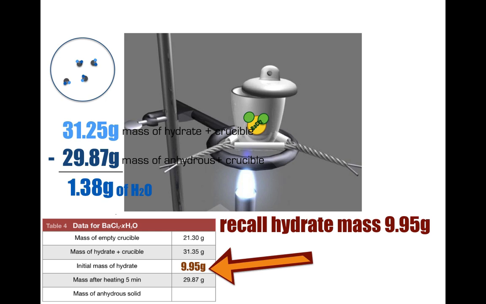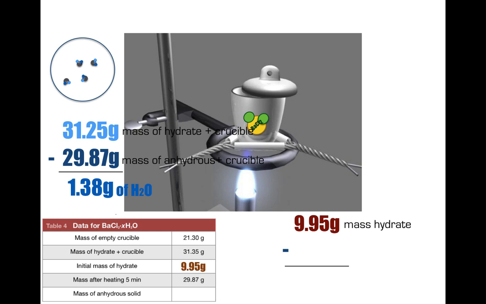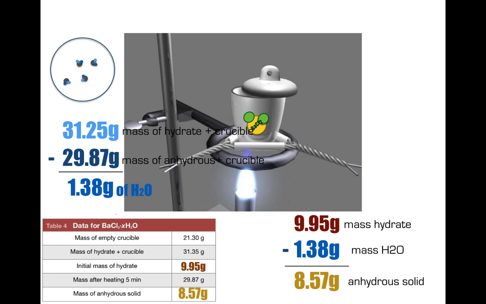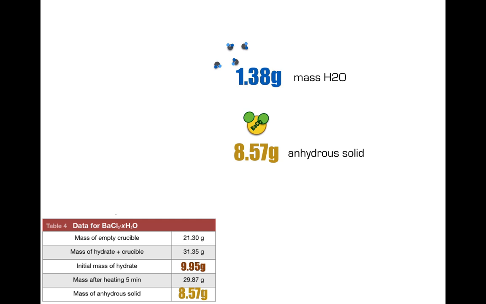Okay, so we want to find out how much of the barium chloride is left inside the crucible. So we go back to our original mass of the hydrate, which is 9.95, and we subtract the amount of water we know evaporated, and we end up with 8.57 grams of anhydrous solid. So now we know we have a dehydrated compound in the crucible, and the mass of that anhydrous is 8.57 grams. All right, now that we know, we filled out our data table.